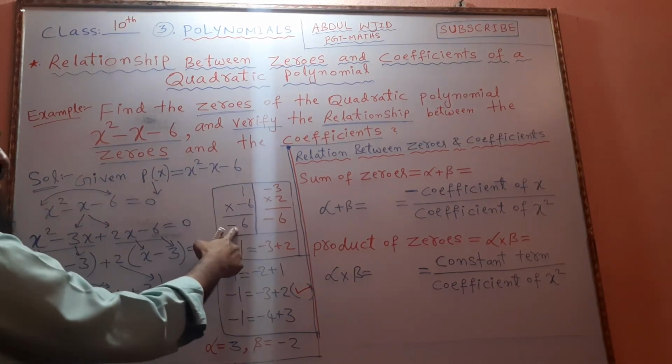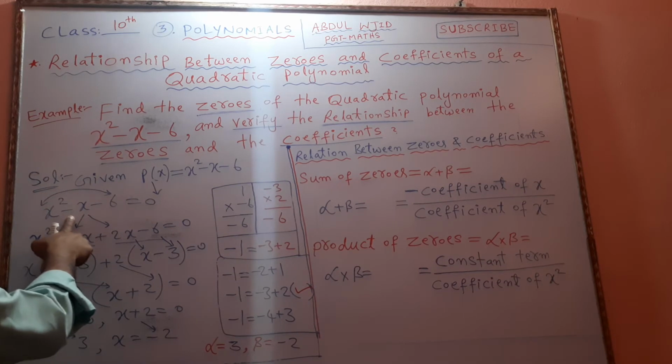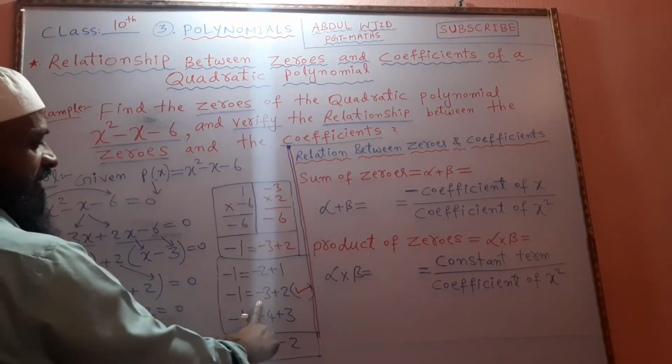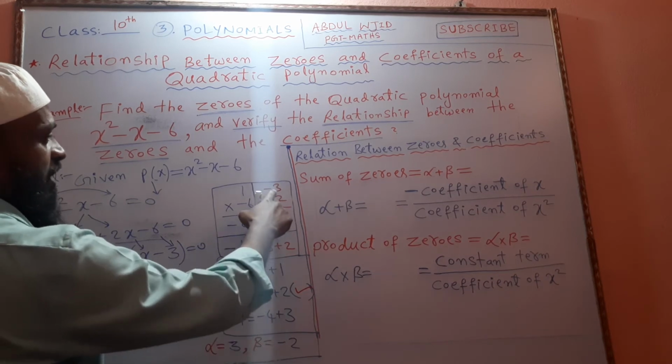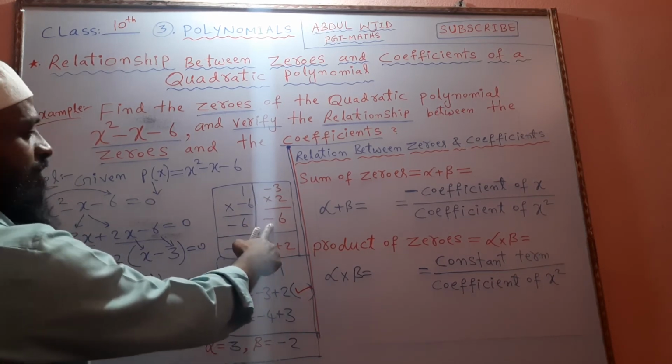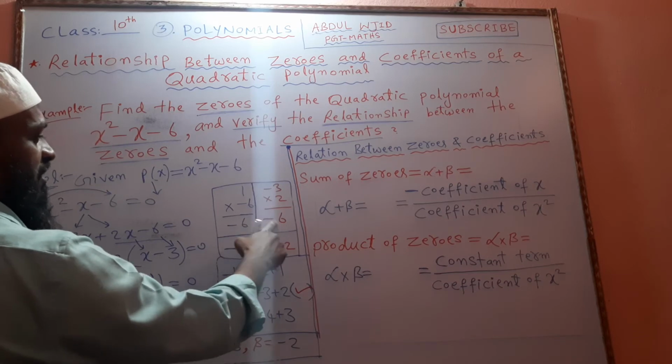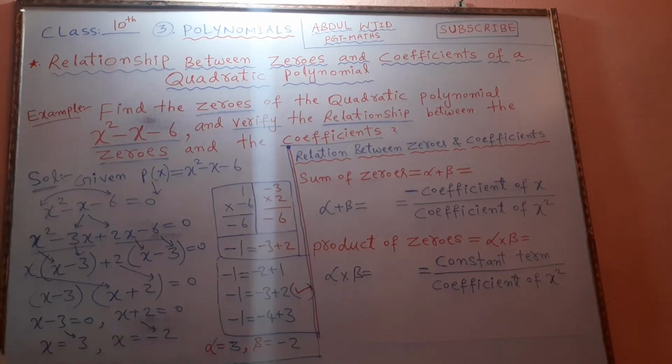1 into minus 6, the product is minus 6. The middle term we divide into two numbers. We can divide it into minus 3 and plus 2. Why are we dividing into minus 3 and plus 2? Because if we multiply minus 3 and plus 2, we get the product minus 6. If these two products are the same, then we can take minus 3 and plus 2.